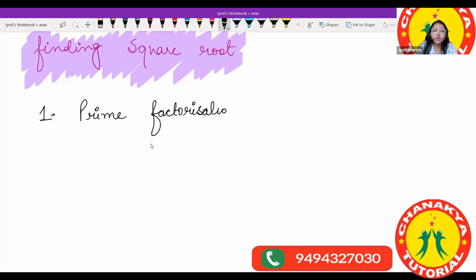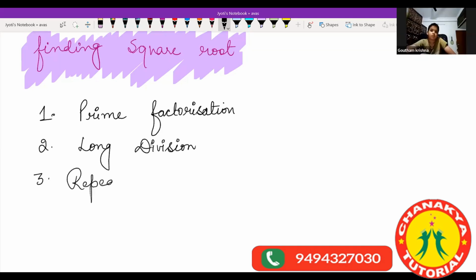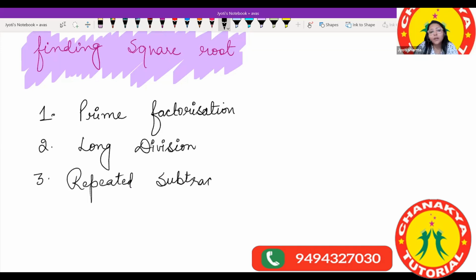Next you told me long division method. That's also correct. Okay, there is one more, right? And that is, anyone? Repeated subtraction. But can you use this repeated subtraction in bigger numbers?